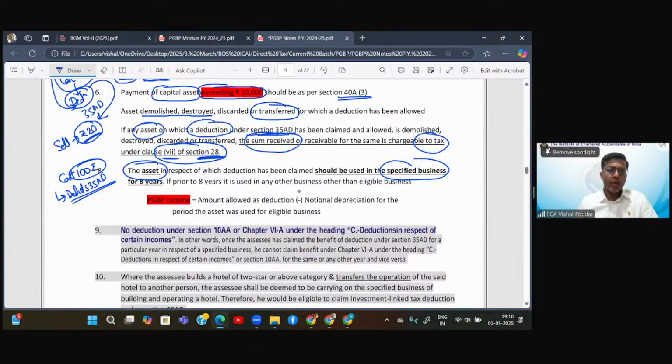However, what I do is, before expiry of 8 years, that is, before 8 years have ended from the date of purchasing the asset, let us say, for example, I have used this asset for 5 years. 5 years for what? For this specified business. After 5 years, I transfer, or now I'll use a word, shift this asset from the 35AD specified business to any regular business.